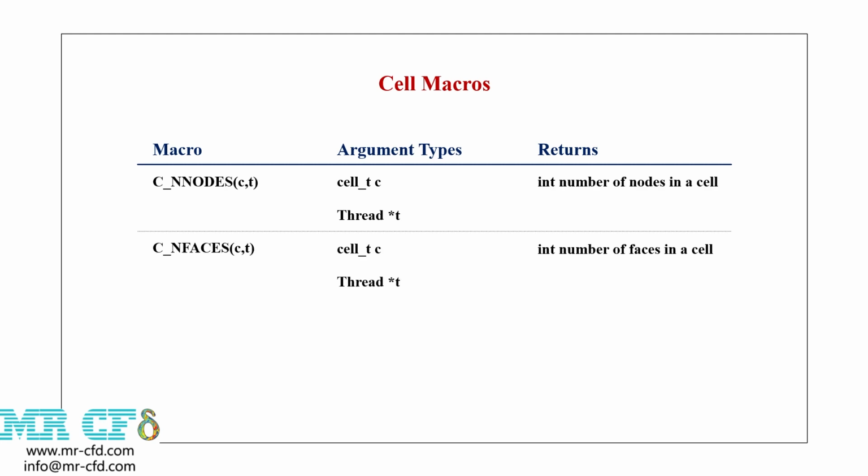The C_N_NODES and C_N_FACES macros respectively represent the number of nodes related to a cell and the number of surfaces related to a cell. These macros consist of two arguments. The first argument represents a variable that is the place to receive information about each cell from the cell thread, and the second one is a pointer to the cell thread.